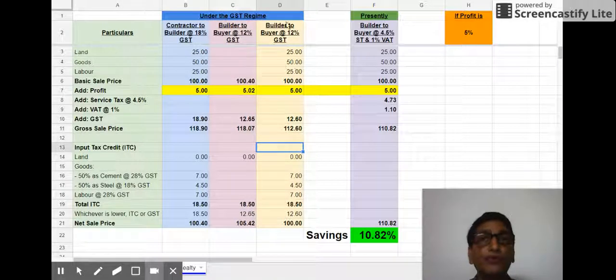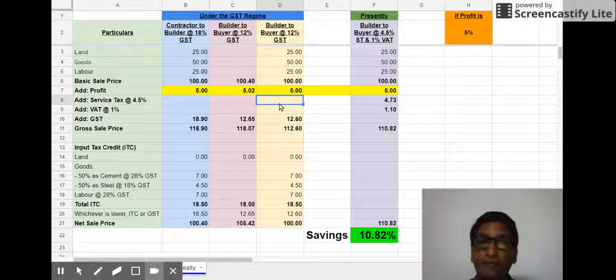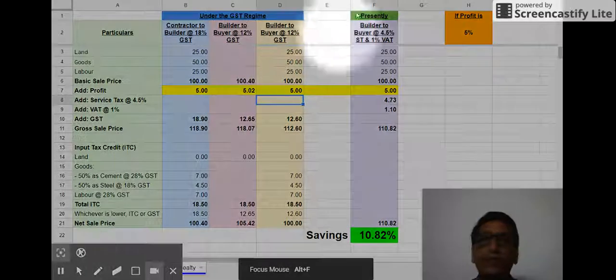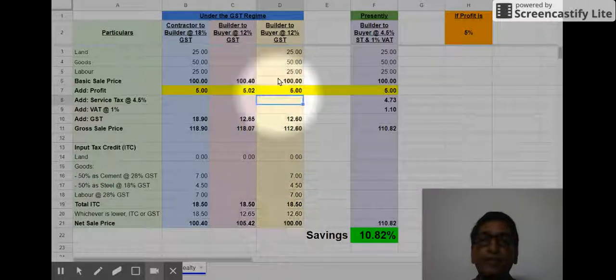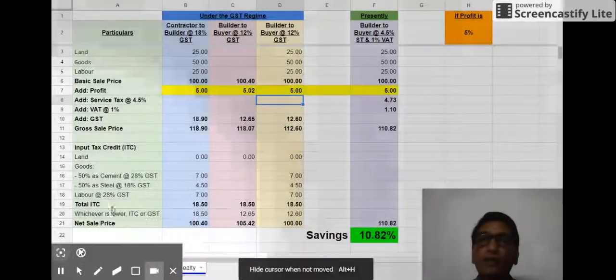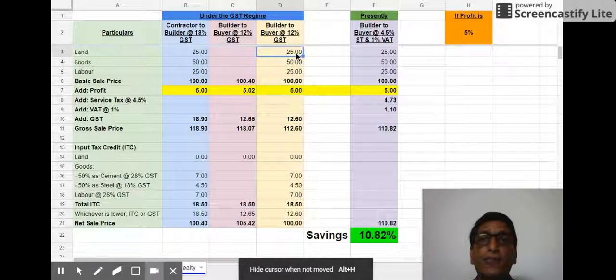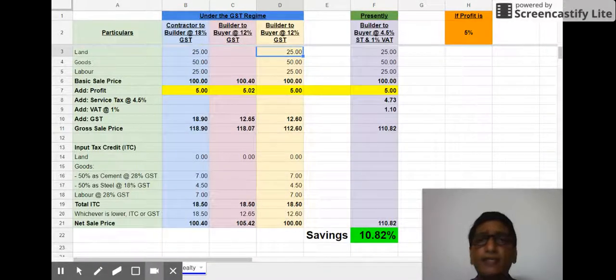In this video we are talking about scenario 2, where the construction activity is done by the builder himself without getting it contracted through a contractor. So this is the second scenario. Let's assume the same components of the total cost. We have three main components: land 25, goods 50, labor 25, which comes to 100.